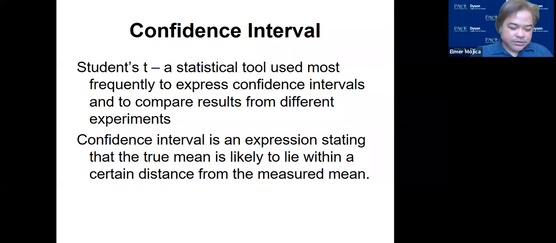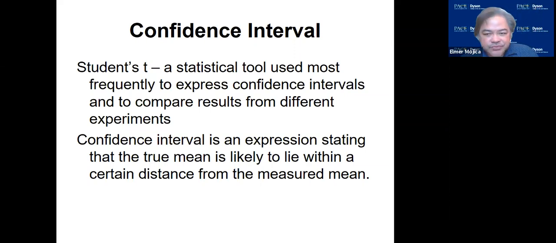Now, let's look at the next topic in this chapter. So we have here confidence interval. We have this so-called student's t, which is a statistical tool used most frequently to express confidence intervals and to compare results from different experiments. This is a tool that you could use to evaluate the probability that your red blood cell count will be found in a certain range in normal days.